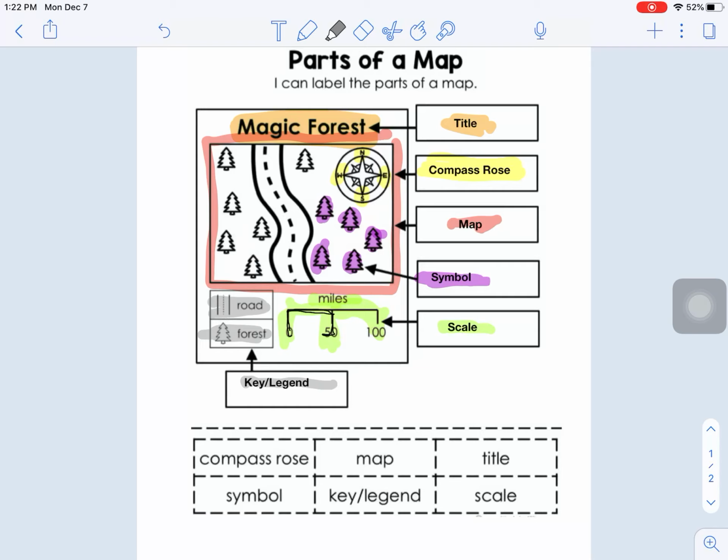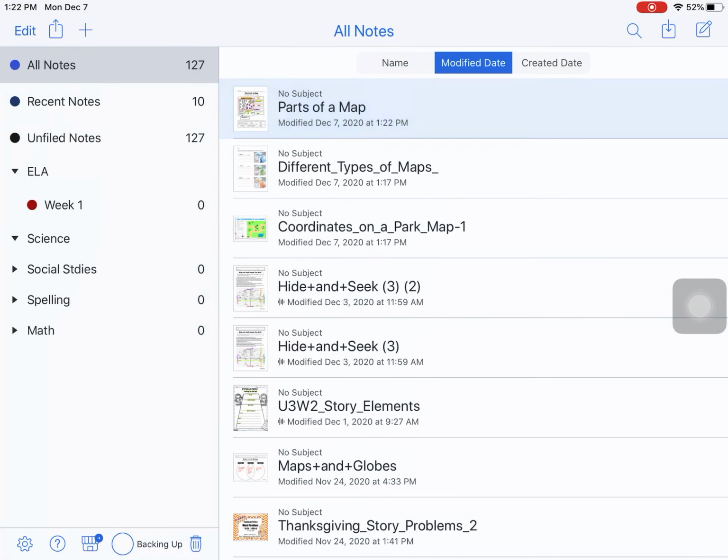If you are still confused on this, hit rewind, watch it again, because tomorrow on your quiz, you are going to have to tell me these different parts of the map. So make sure you really understand what's going on here.